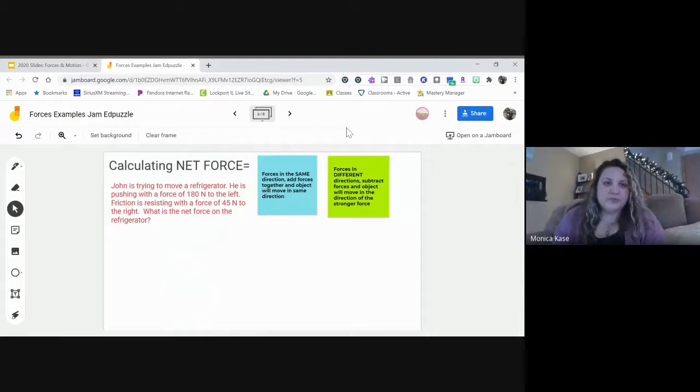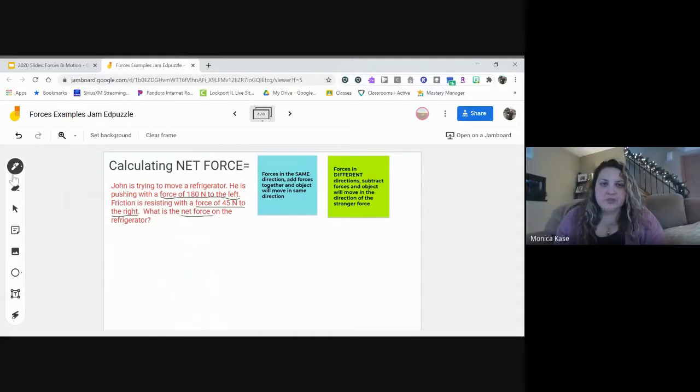All right, so John is trying to move a refrigerator. He is pushing with a force of 180 newtons to the left. Friction is resisting with a force of 45 newtons to the right. What is the net force on the refrigerator? All right, so first thing that we should do is probably underline the important things we have here. Okay, so we've got a force to the left of 180 newtons, and we've got a force of 45 newtons to the right.